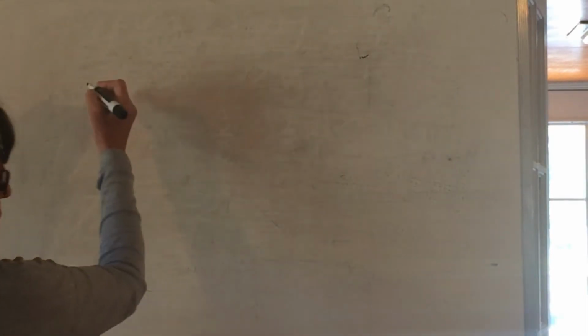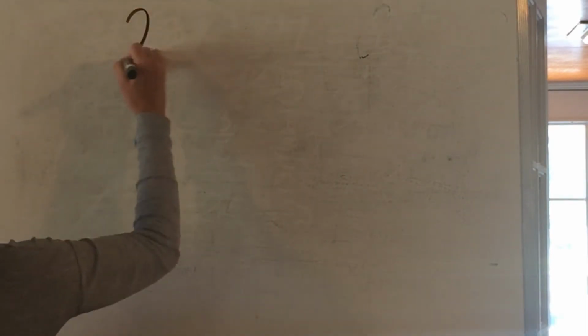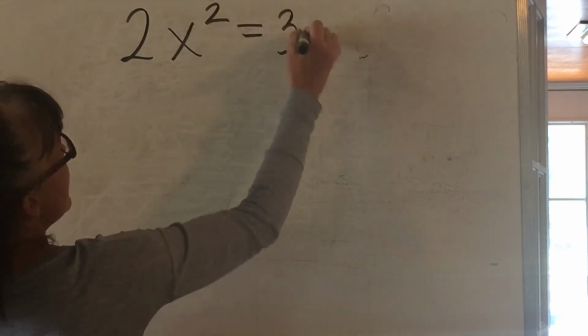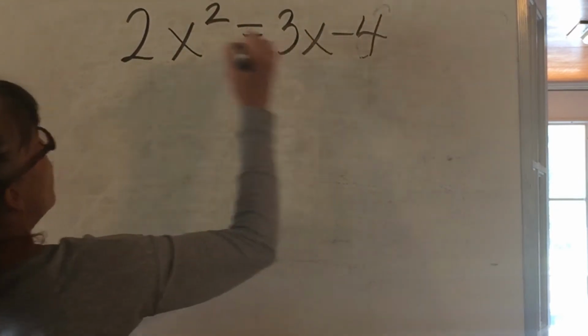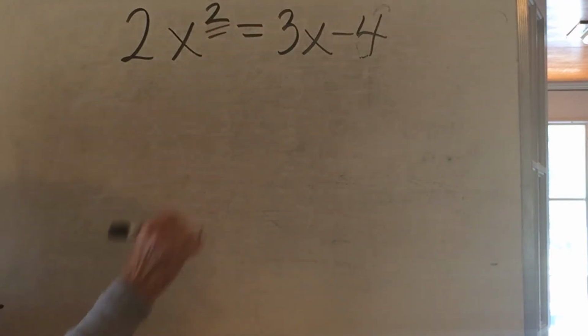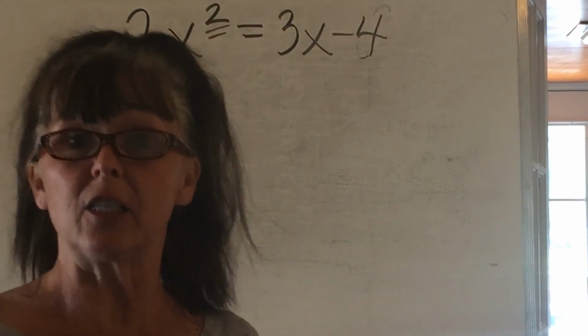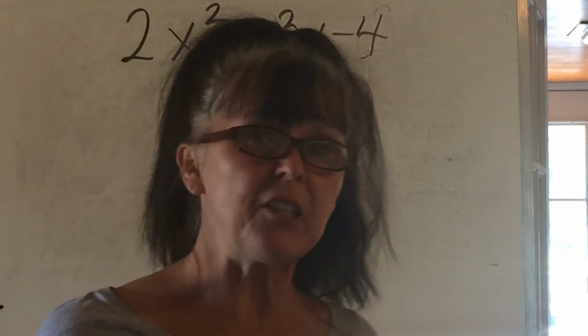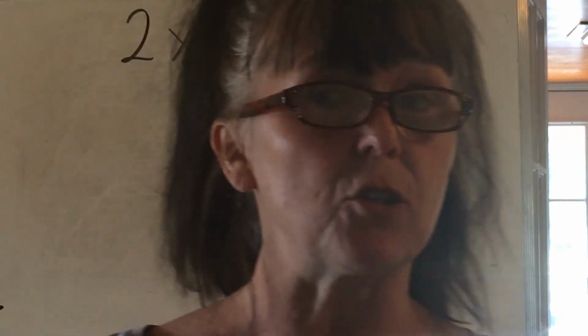All right, so 2x squared equals 3x minus 4. What kind of problem is this? It's a quadratic. It's got an x squared. The highest exponent is a 2, so it's a quadratic. What method are we using to solve it, to figure out the answers?